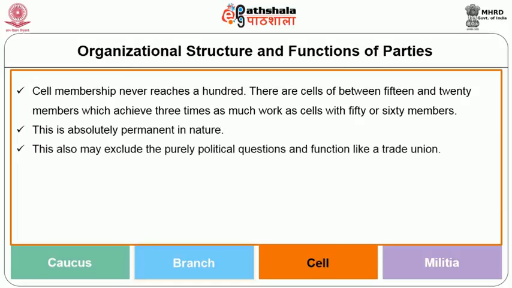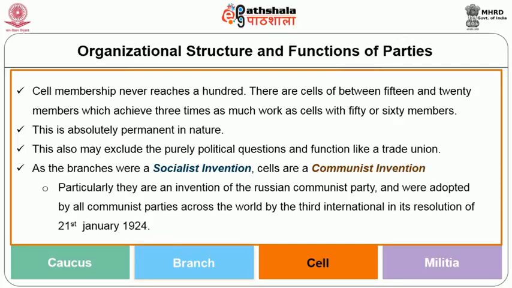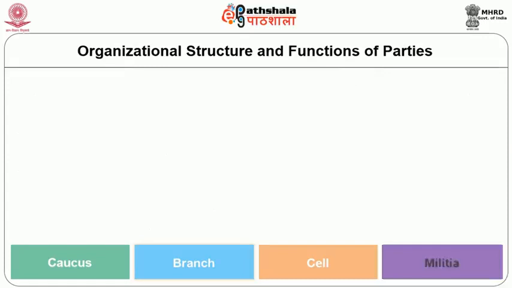Since its party members meet daily in their work, this may also exclude purely political questions and functions like a trade union. As the branches were a socialist invention, cells are a communist invention. Particularly, they are an invention of the Russian Communist Party and were adopted by all communist parties across the world by the Third International in its resolution of 21st January 1924.